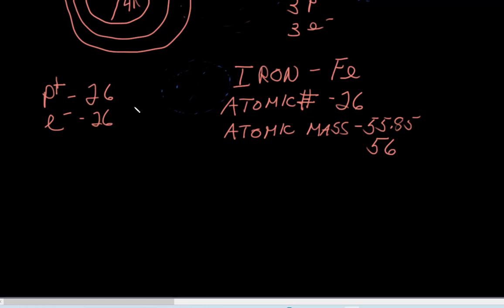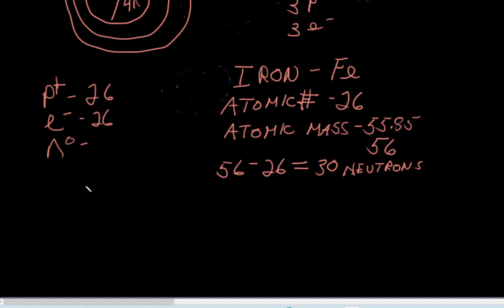And now we've got to find the number of neutrons. Again, recall, the atomic mass is composed of protons and neutrons. So we can take the atomic mass minus the number of protons, and that will give us the number of neutrons. So 56 minus 26 should be 30. So that'll be the neutrons. From there we can go ahead and do a rough structure of an iron atom.